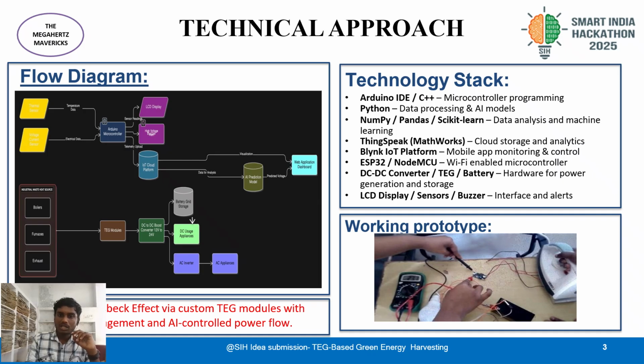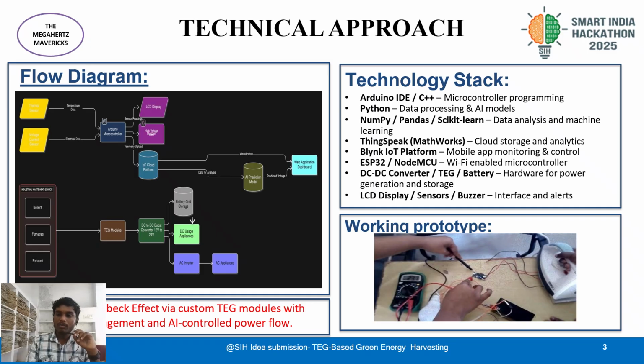So let me tell you the flow diagram and the flow of the overall circuit, and the main technology stack we are using. For the Arduino IDE, we write the code in C++, and Python is used for data processing and the AI model. In the AI models, we are using a random forest or some type of decision tree. We predicted that the best outcome can be achieved with random forest, so we are going with the random forest algorithm. NumPy, Pandas, and Scikit-learn are used for data handling and machine learning.